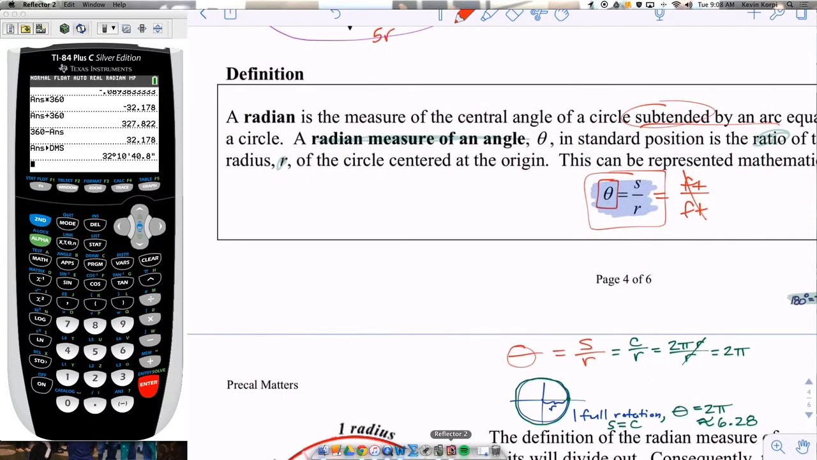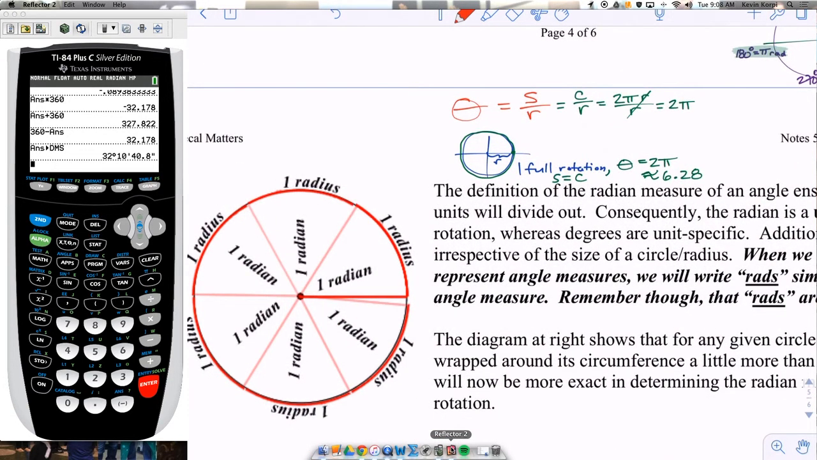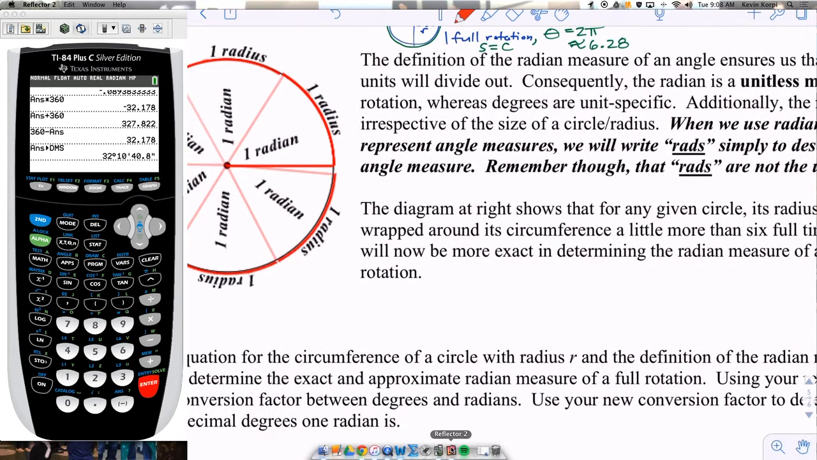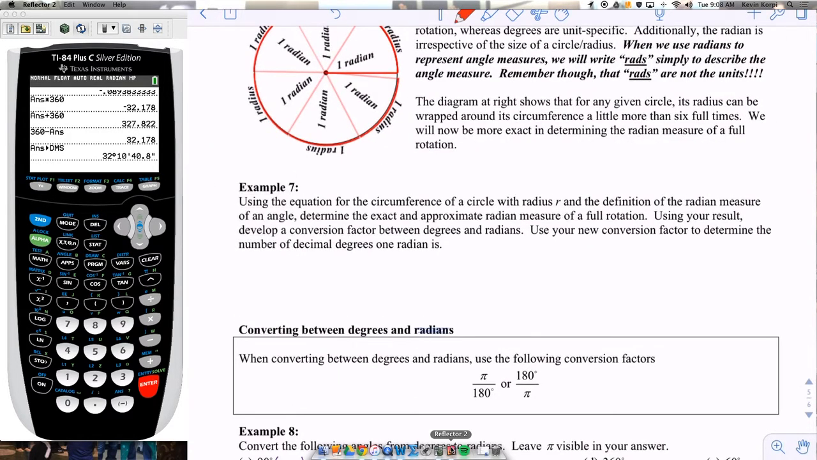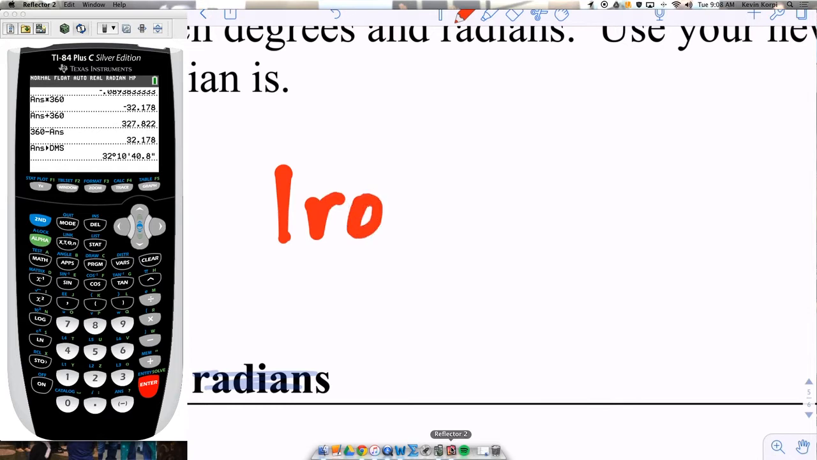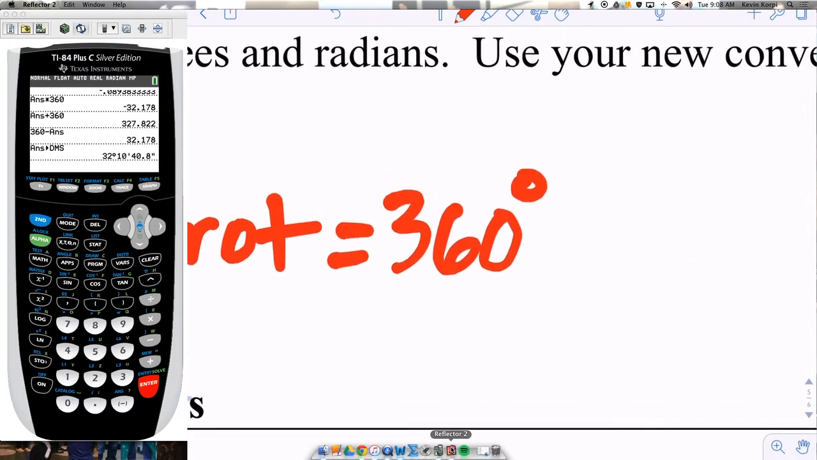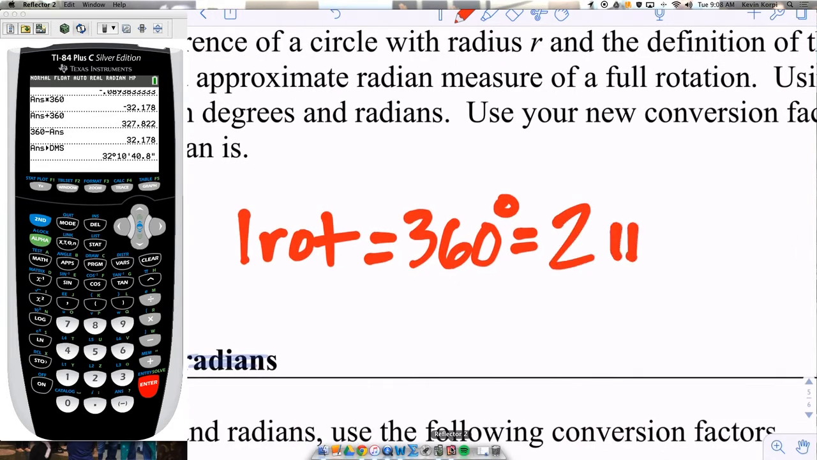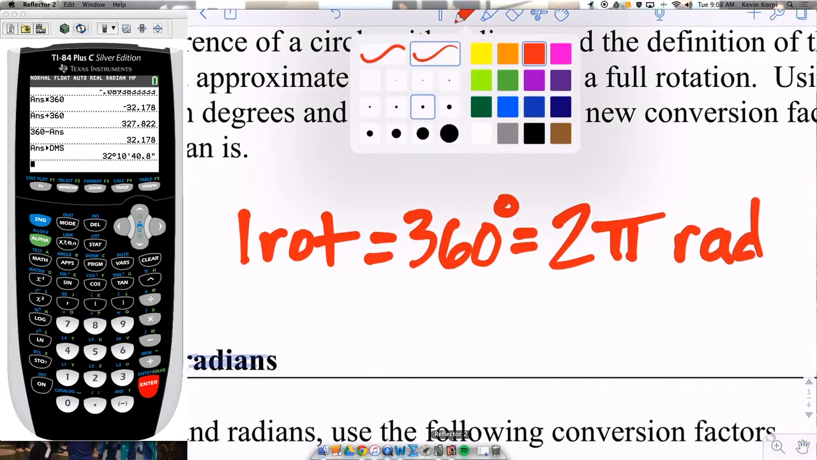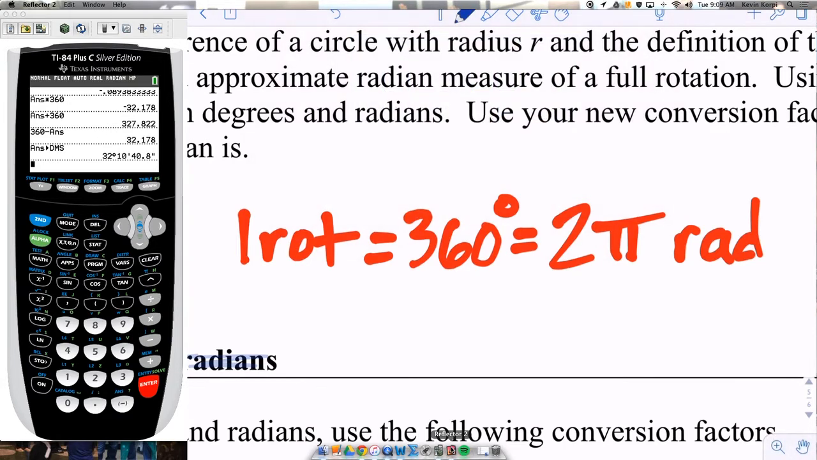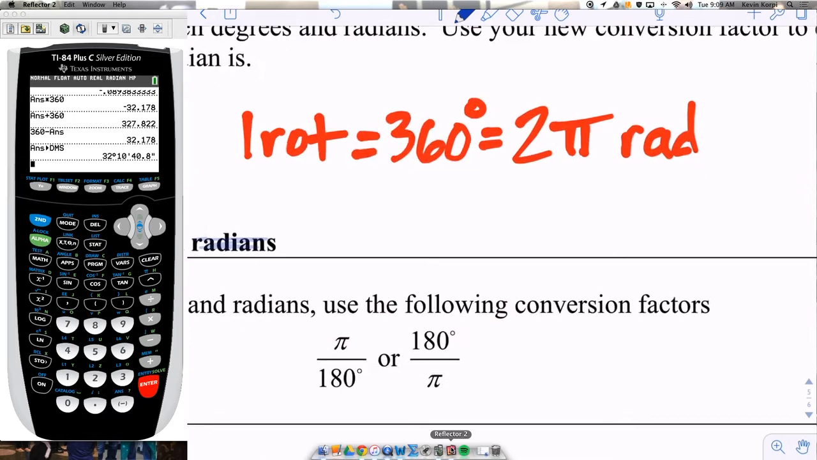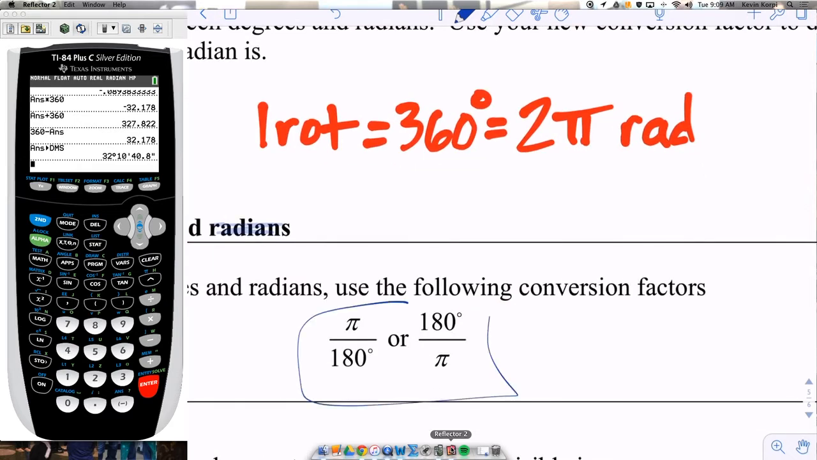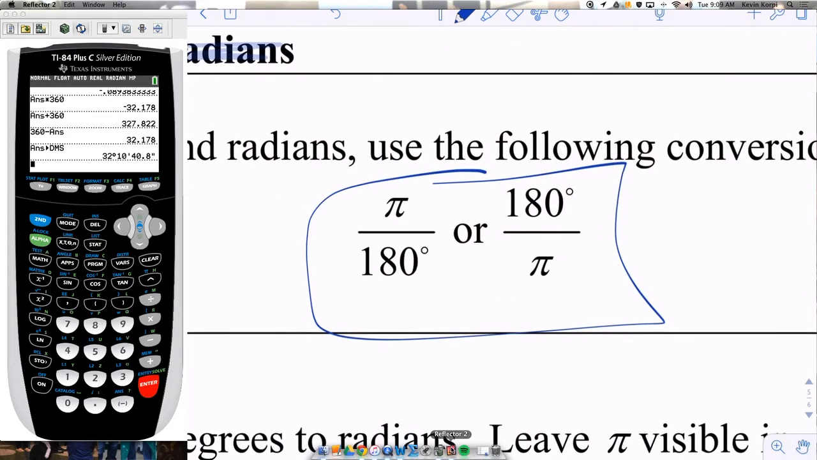And of course, how many radians are there in a full rotation? Yeah, there's about 6.28, also known as 2 pi. So 1 rotation is equal to 360 degrees, which now we know is equal to 2 pi radians. And we leave it in terms of pi because it's exact. So that gives us our conversion factor. If we divide everything through by 2, we get 180 degrees equals 2 pi, or I'm sorry, 180 degrees equals pi radians, and that becomes our conversion factor.